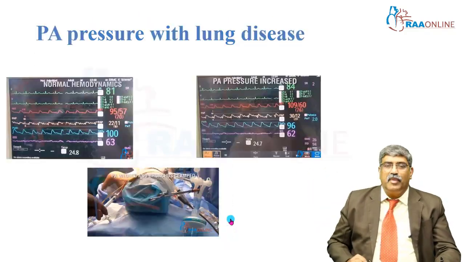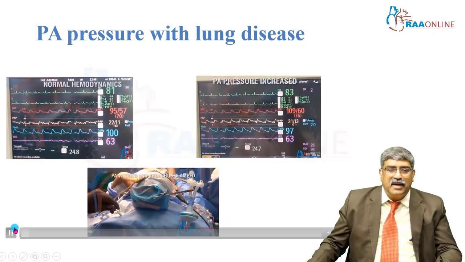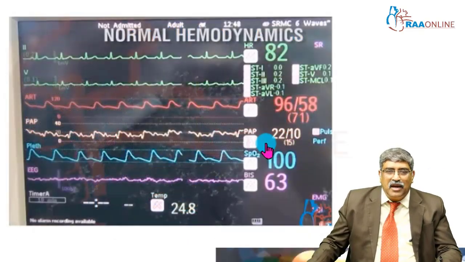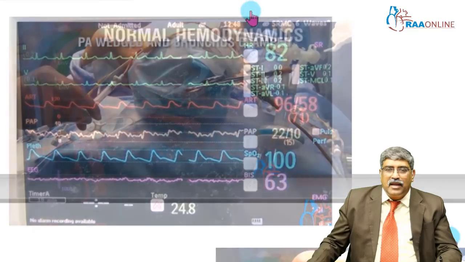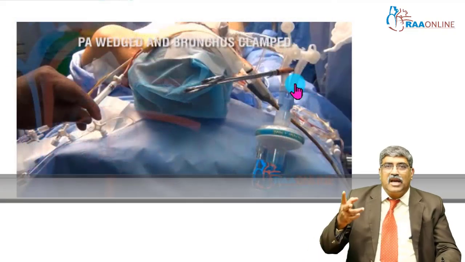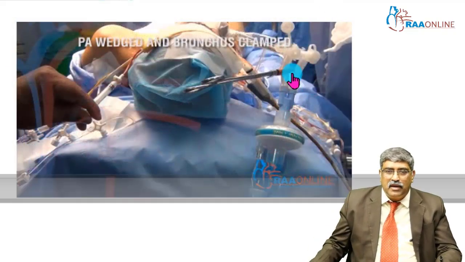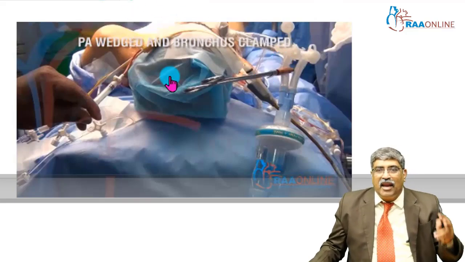Now coming to pulmonary hypertension due to lung disease, here you can see a normal PA pressure. The yellow one is the PA pressure, 22, and the pressures are normal. And here what I am trying to do is occlude the lung. This is a double lumen tube, so I am trying to compromise the left lung.